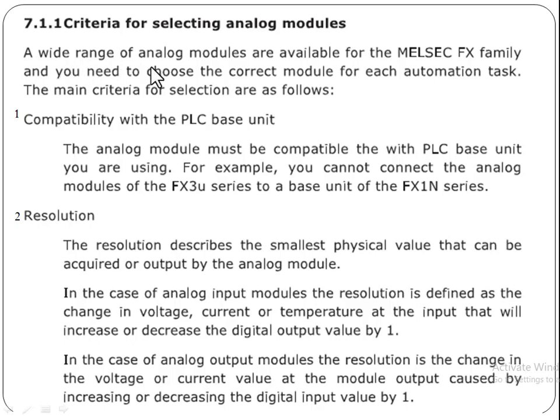There are a wide range of analog modules available for the MELSEC family, and you need to choose the correct module for each automation task. The main criteria for selection are as follows. First one is compatibility with the PLC, meaning that your module should be compatible with the PLC unit. The analog module must be compatible with the PLC base unit you are using. For example, you cannot connect the analog modules of the FX3U series to a base unit of the FX1N series. So compatibility is the first factor that should be matched with the relevant PLC unit.